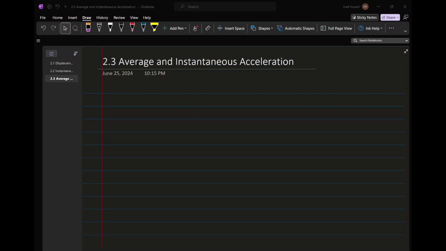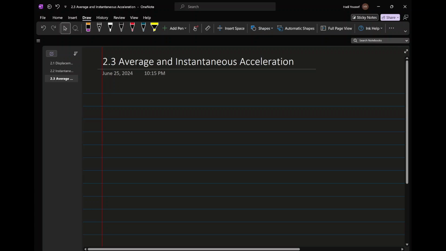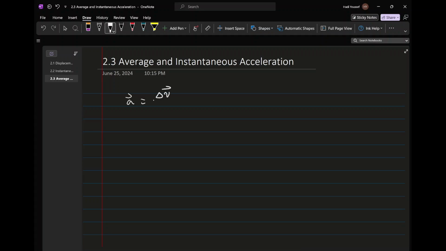Hey everyone, today we're going to talk about average and instantaneous acceleration. So to start us off, what is acceleration? Acceleration is defined by the change in velocity over the change in time, which, as a callback from our last lesson, the velocity is referred to as the change in displacement over the change in time. Or more of the change in position, which is equivalent to displacement.